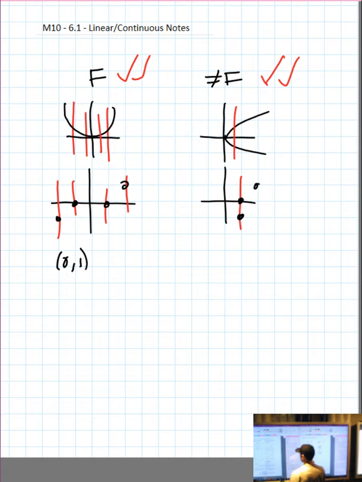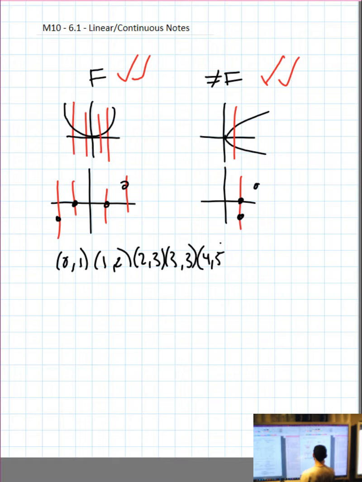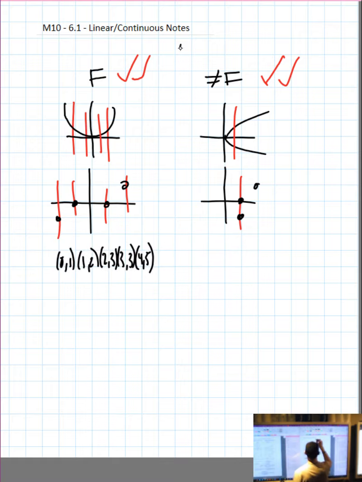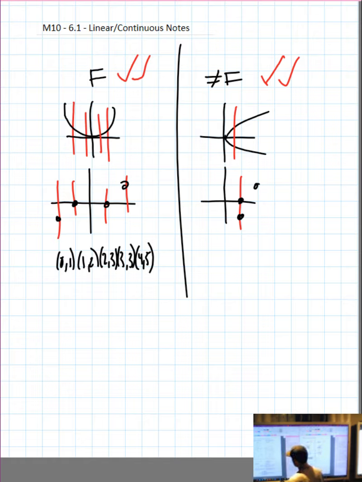So you might get a list of points: 0, 1, 1, 2, 2, 3, 3, 3, and 4, 5. I'm going to shrink that up a tad to keep it left and right. And we can clearly see that each x value only has one y value. So it's a function.